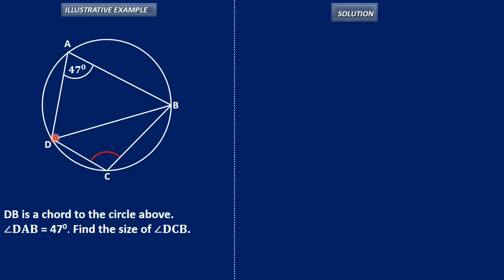And then the chord DB subtends an angle of 47 degrees in one segment, and the same chord is subtending an angle DCB in the opposite segment of the circle. So the sum of the two angles on the circumference should be equal to 180 degrees. So angle DCB plus 47 degrees should give us 180 degrees. So 47 crosses the equal to sign to subtract from 180 degrees. And finally, angle DCB is 133 degrees.